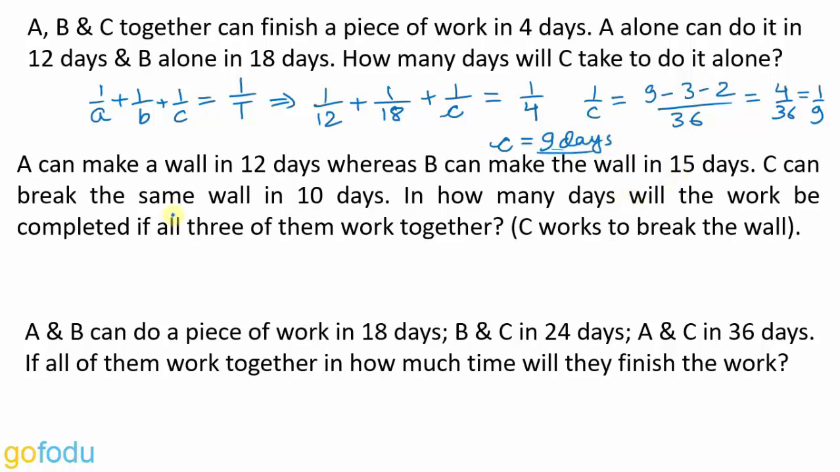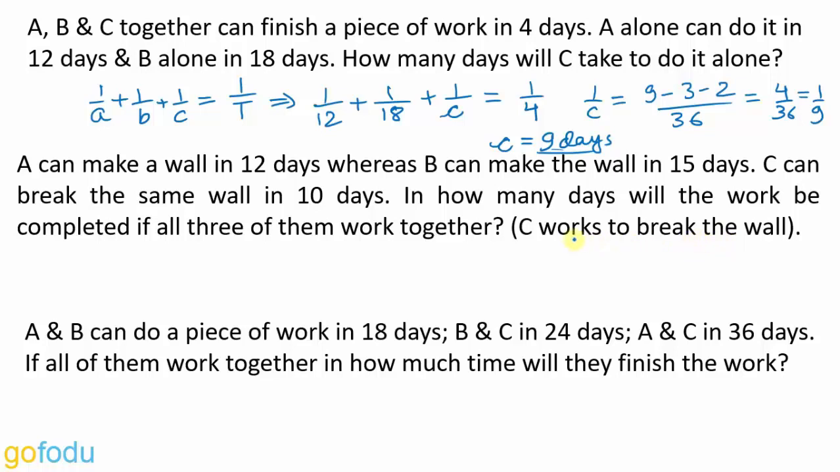Next question. A can make a wall in 12 days, whereas B can make the wall in 15 days. C can break the same wall in 10 days. So the time taken by C to break the wall is given and not to make the wall. In how many days will the work be completed if all three of them work together? C works to break the wall.